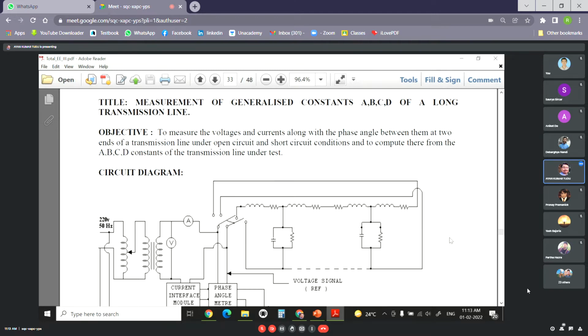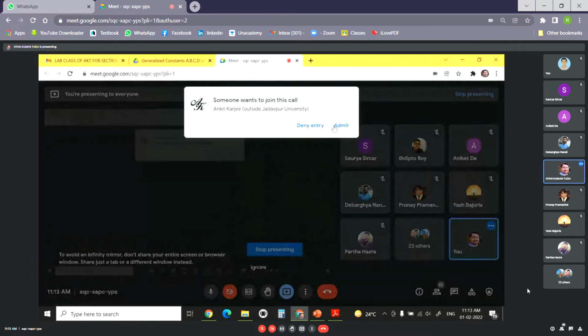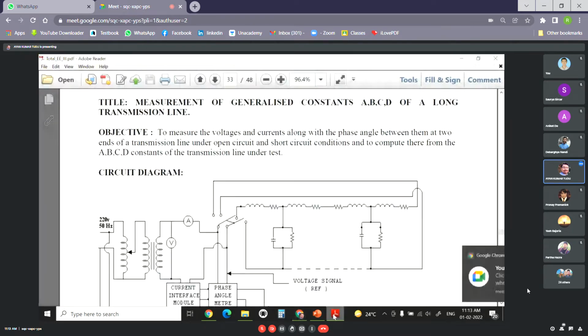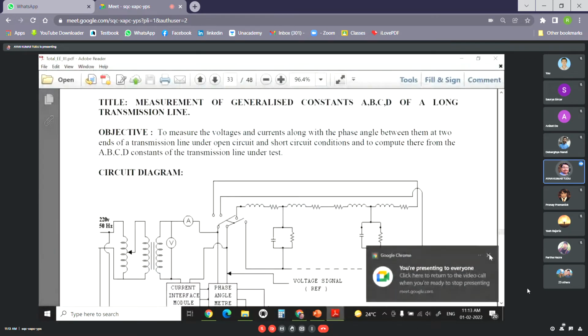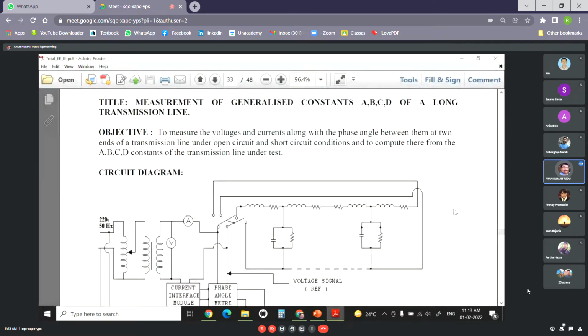Anybody? How can we say that the transmission line is a reciprocal network? By seeing that AD minus BC is equal to 1. Okay, by seeing that AD minus BC equals 1, we can tell whether the circuit is reciprocal or not.